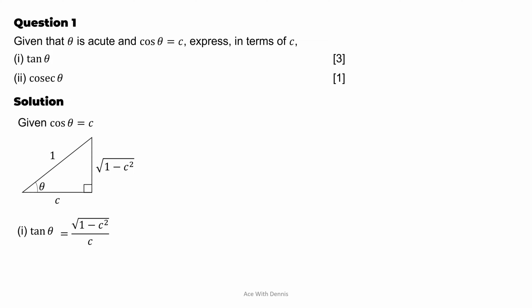For part 1, tangent theta, we know that it is opposite over adjacent, so square root of 1 minus C squared over C. For part 2, cosecant theta, it is 1 over sine theta, and we know that sine theta is SOH, opposite over hypotenuse, so the opposite is square root of 1 minus C squared, and the hypotenuse is 1. But since this is 1 over sine theta, the answer for cosecant theta will be 1 over square root of 1 minus C squared.